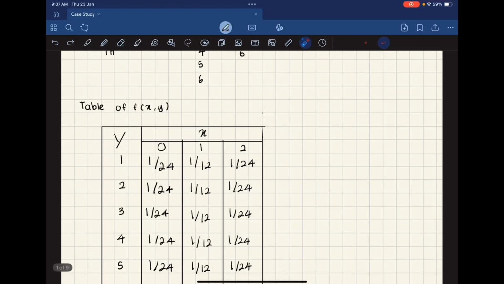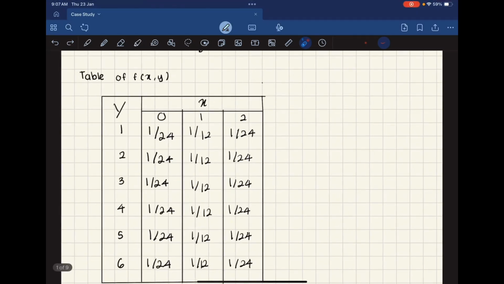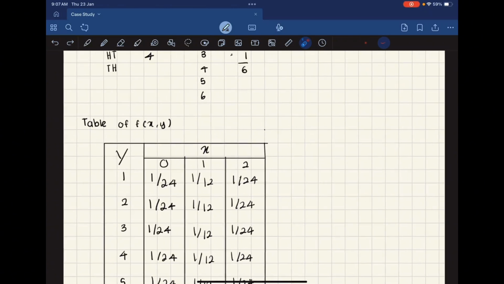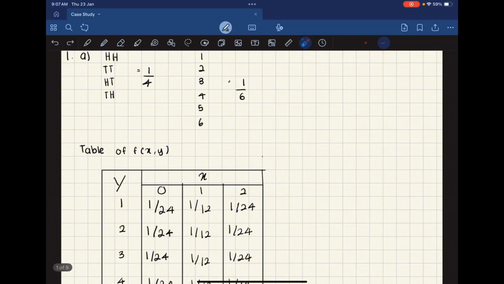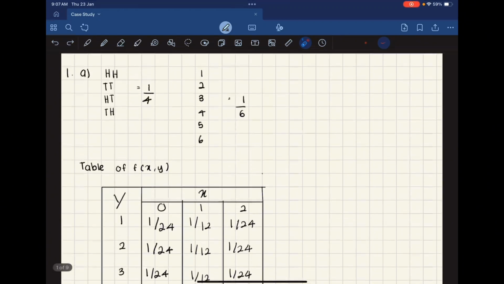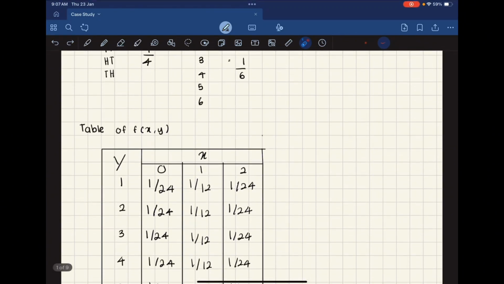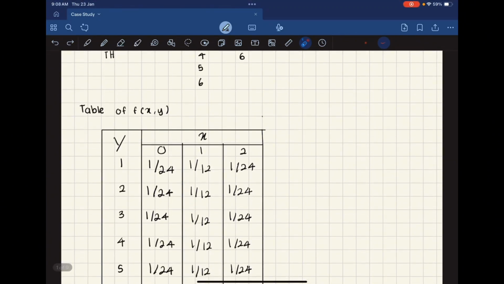So the first question is to construct the joint probability distribution table of X and Y. We need to know the probability of getting 0 heads, 1 head, and 2 heads. For 0 heads the probability is 1 over 4. For 1 head we got 1 over 4 times 1 over 4, which is 1 over 16. And for 2 heads we got 1 over 4. For Y we get 1 over 6 for each side, so for 1, 2, 3 and so on we get 1 over 6.